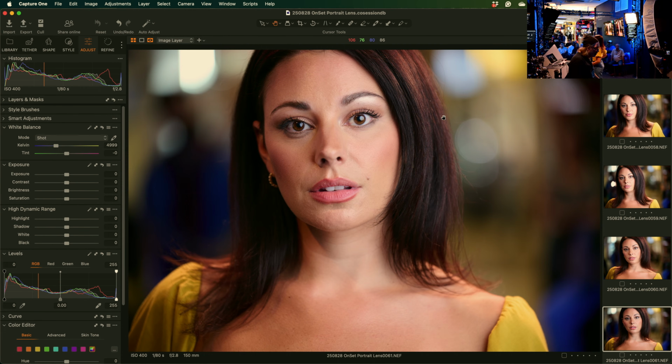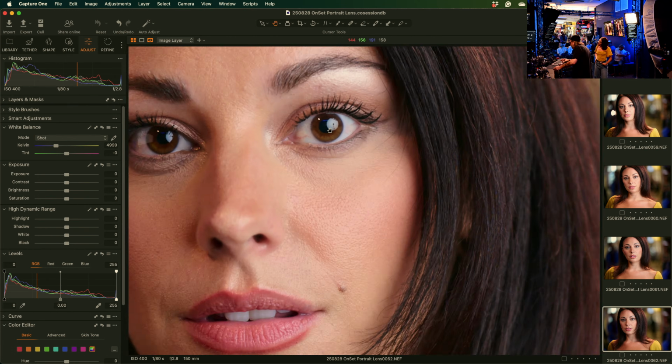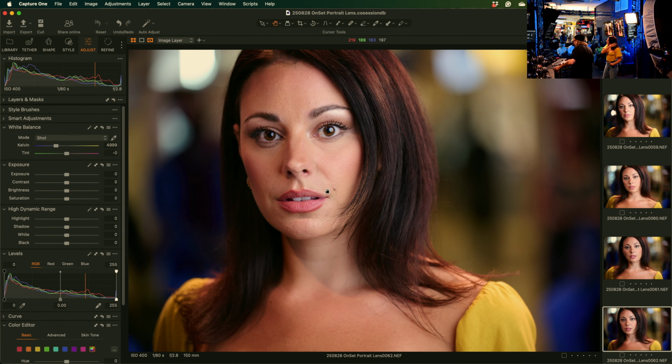We'll remain still. I'll give Erica some warning this time. All right, here we go, and good. Okay. Boom. Now we have a shot that has beautiful Erica, beautiful skin tone, beautiful background.